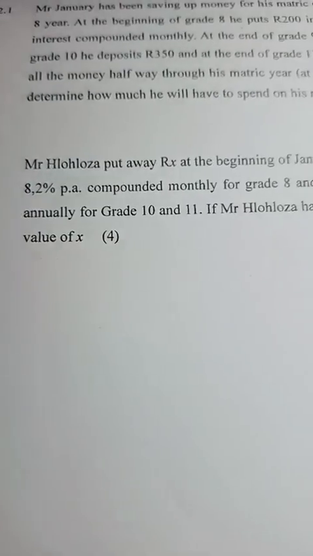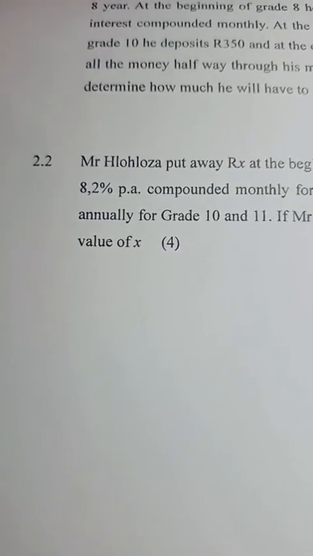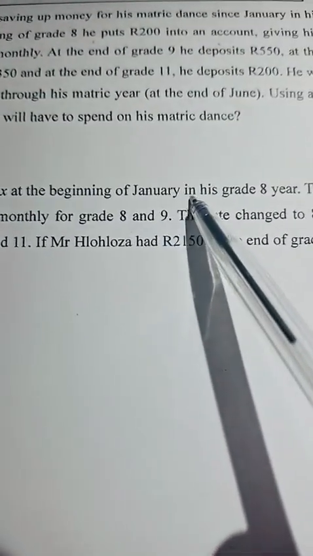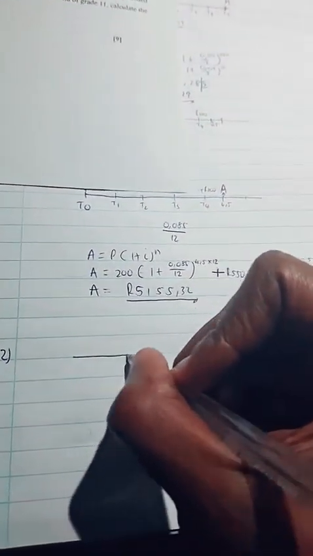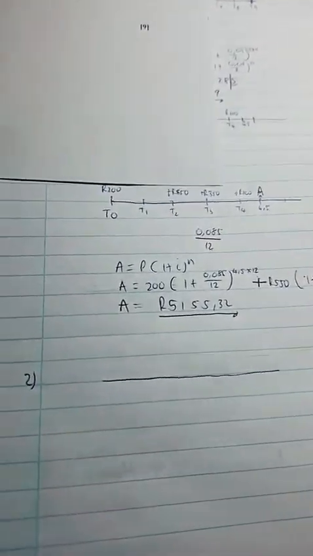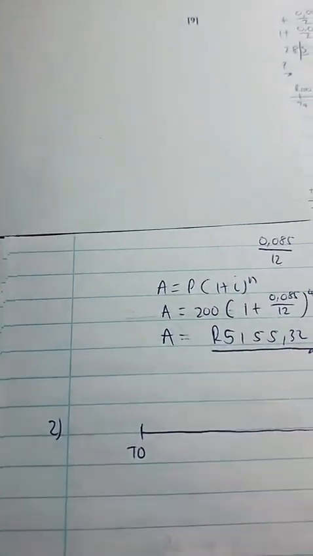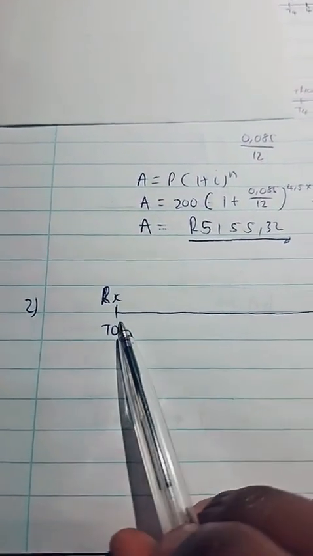Okay, let's read this one more time. Mr. Tlhotlhoza, it seems like Mr. Tlhotlhoza is very famous. All right, Mr. Tlhotlhoza puts away X rand at the beginning of January in his grade 8 year. Okay, let's follow suit with our timeline so that our timeline can serve us very well. T0. So Mr. Tlhotlhoza puts away X rand, at the beginning of January in his grade 8 year, right?